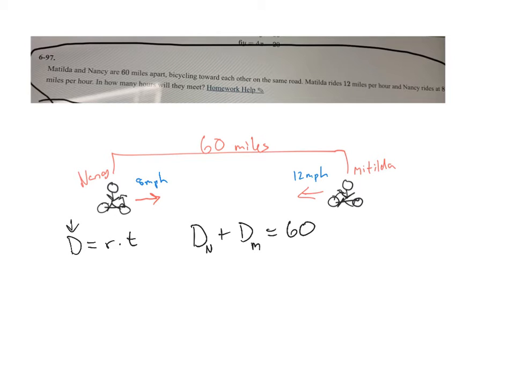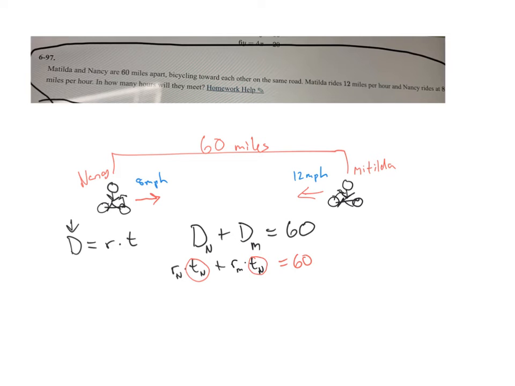We need the rate of Nancy times how long Nancy was riding her bike for. And then we're going to add Matilda's distance. How do you find the distance? We just said Matilda's rate times how long she was riding her bike for. But I know it's going to be the same amount of time that Nancy rode for because that's when they meet. Okay? So let me know if you have any questions. And we know that this is going to equal 60.